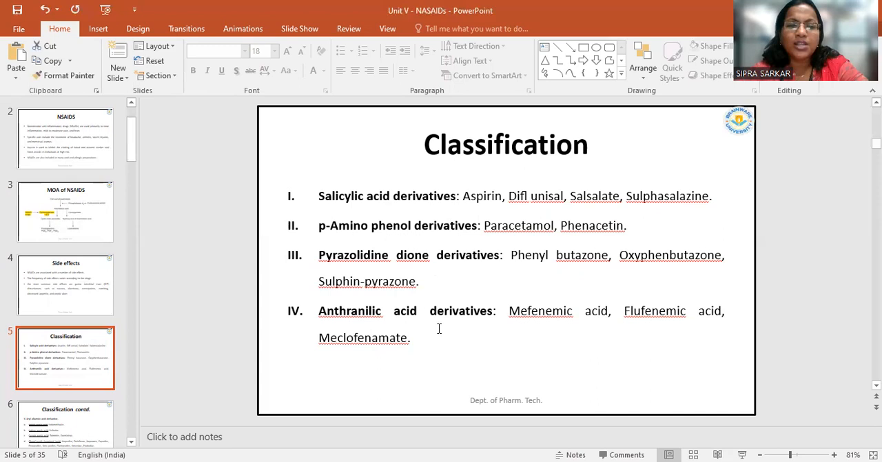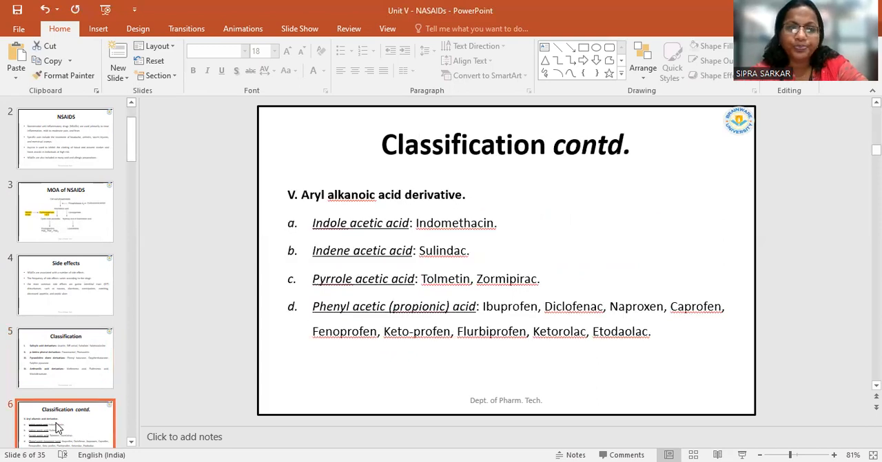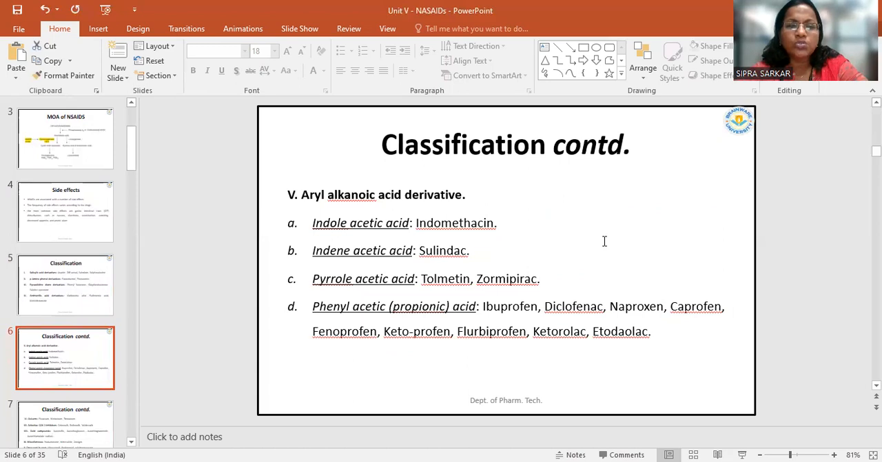Now coming to the anthranilic acid derivatives: mefenamic acid, a very important drug. Flufenamic acid and meclofenamate are not so important, but mefenamic acid is very important. Classification continued. Aryl alkanoic acid derivatives. That includes indole acetic acid derivative, indomethacin; indene acetic acid derivative, sulindac; pyrrole acetic acid, tolmetin, zomepirac; phenyl acetic acid and the propionic acid derivatives, very, very important drugs.